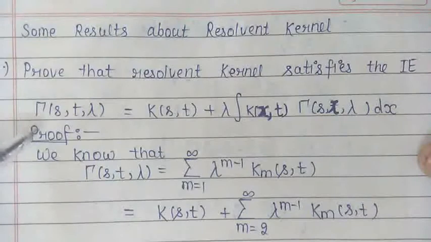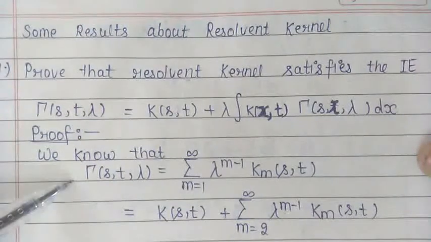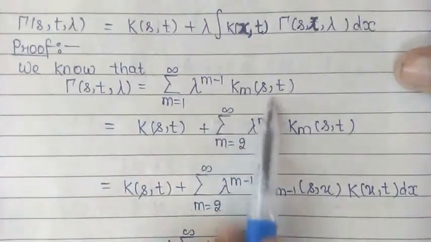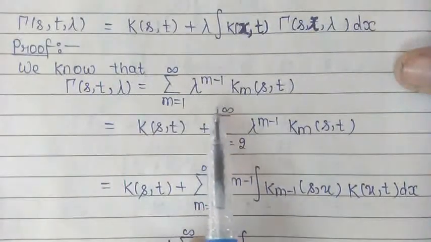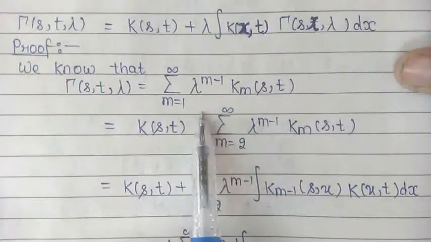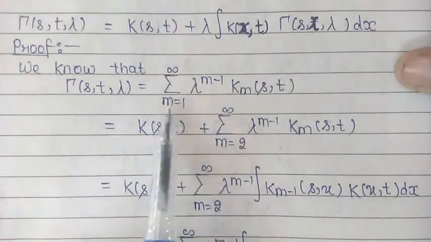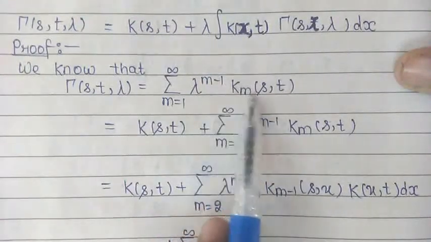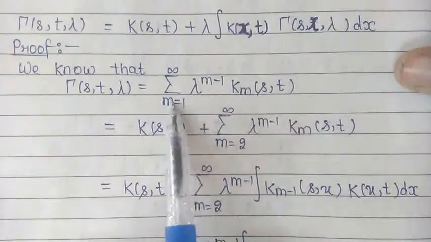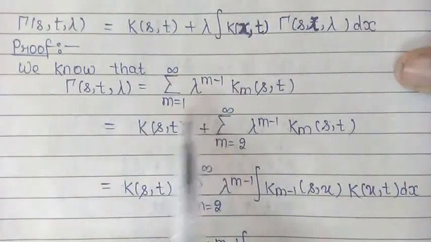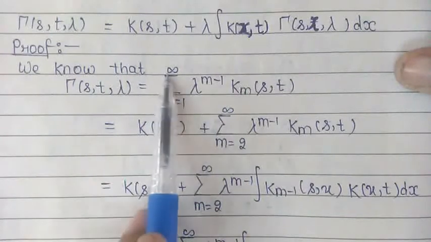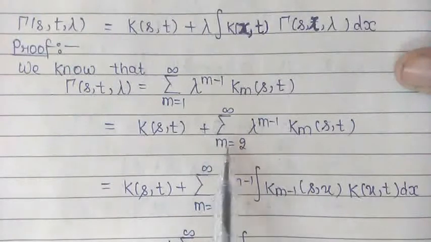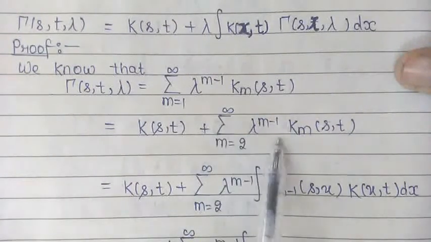So let us start from the definition of the resolvent kernel. By definition, the resolvent kernel Γ is given by the analytic function represented by the power series, summation m varies from 1 to infinity, λ raised to the power m minus 1 K_m(s,t). Now let us split this summation into two parts. The term corresponding to m equal to 1 we have taken separate, and the remaining summation, which is starting from 2 to infinity, is the next term.